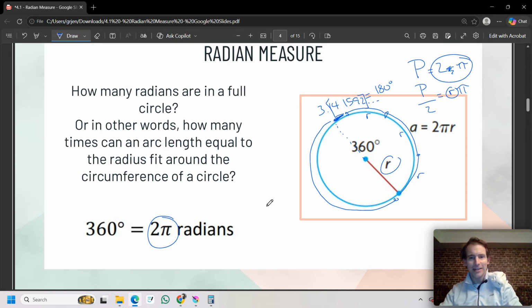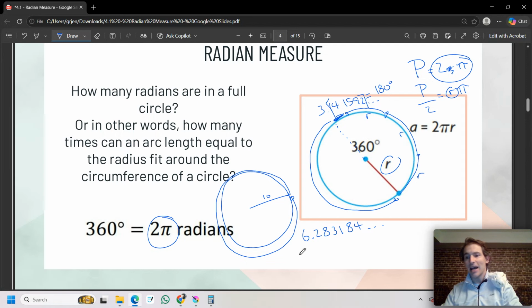Okay, cool. So suppose I had a circle that looked like this fine fellow, and it was 10. And then I said, what's the distance all the way around? Well, that would be 6.283184 dot dot dot, tau. Okay, so tau is 2 pi.